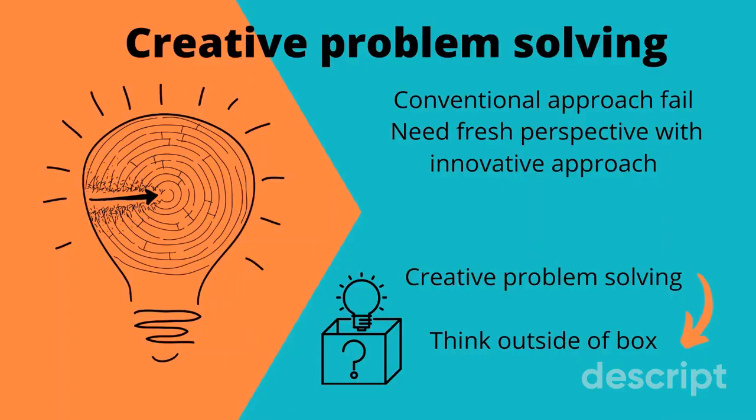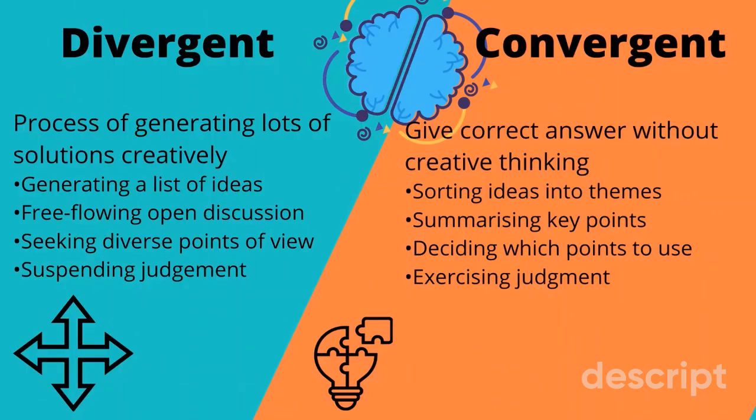When a conventional approach of problem solving fails, we will need to find a more innovative approach, which is to think outside of a box. In order to be creative, we will need to separate our brains into divergent and convergent thinking. Let's go through what is divergent and also convergent.